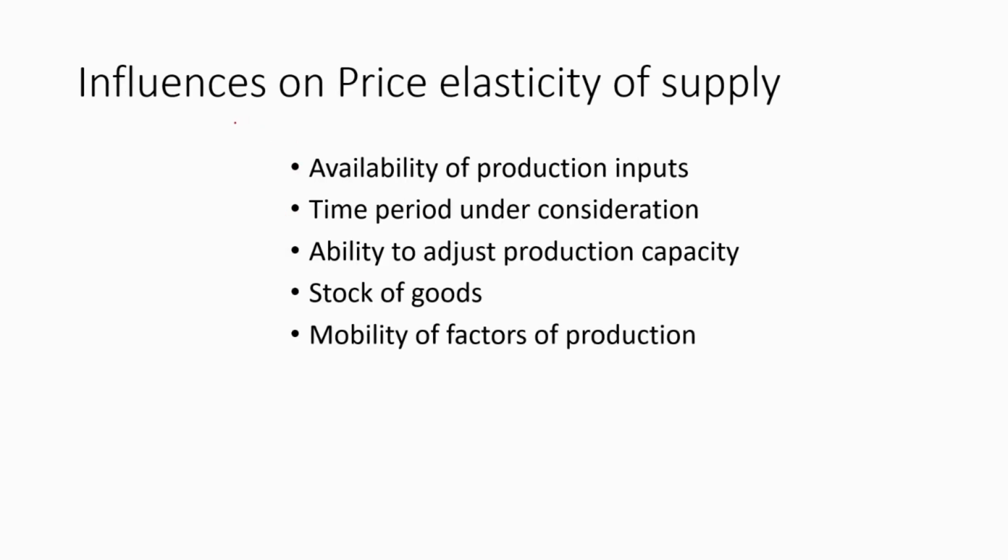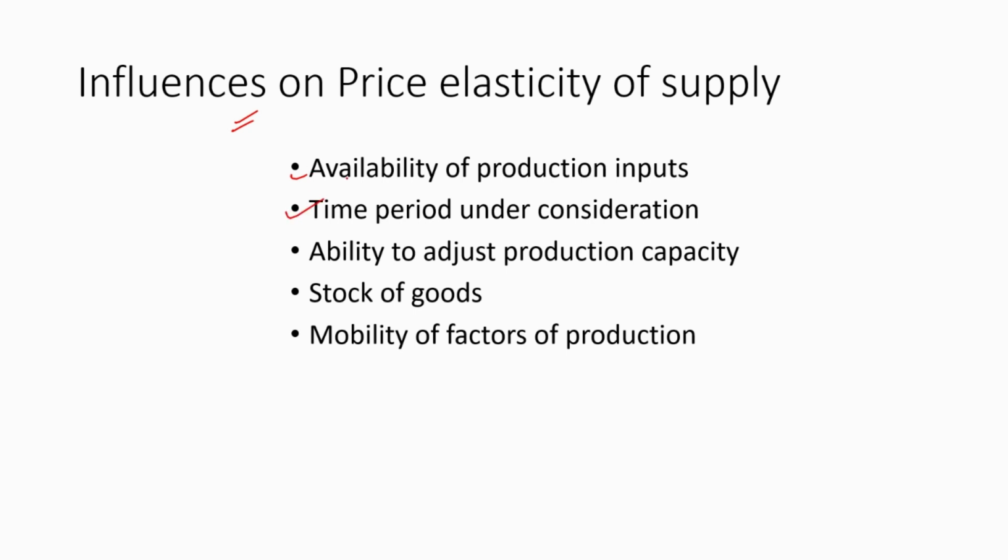Now let's discuss the influences on price elasticity of supply. Availability of production inputs. If the production of a good requires inputs that are difficult to obtain, such as specialized machinery or rare raw materials, the supply of that good may be relatively inelastic. On the other hand, if the required inputs are readily available, the supply may be more elastic.